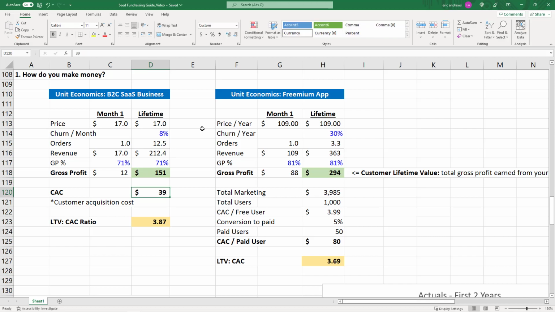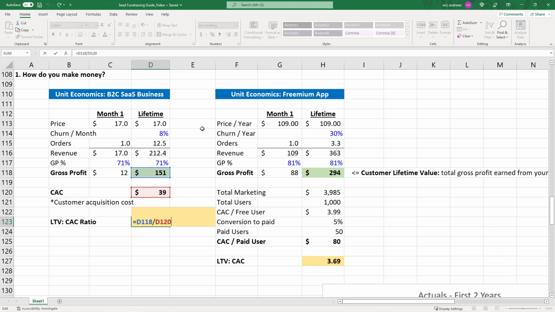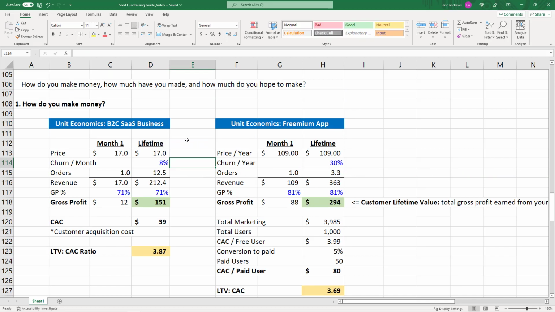And our CAC is $39. We know that because acquiring customers on average costs us $39 in marketing to get a new customer. So our LTV to CAC ratio is 3.87. If you had this on a slide, an investor would be very happy, and it would show that you really understand your metrics. So this is called unit economics. How do you make money? There it is. That's how we make it.